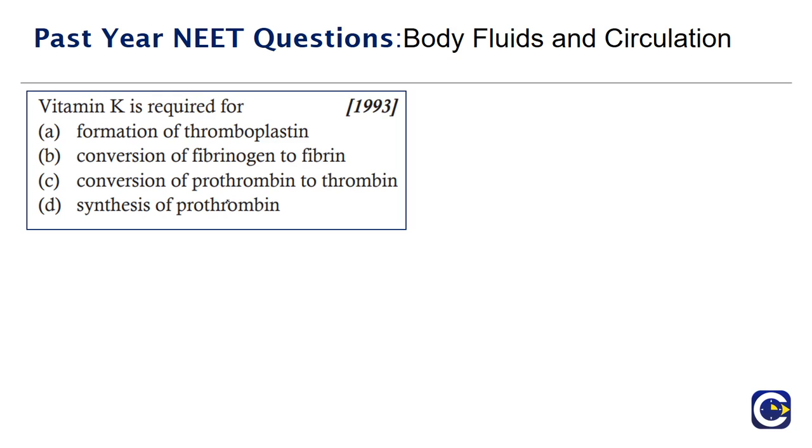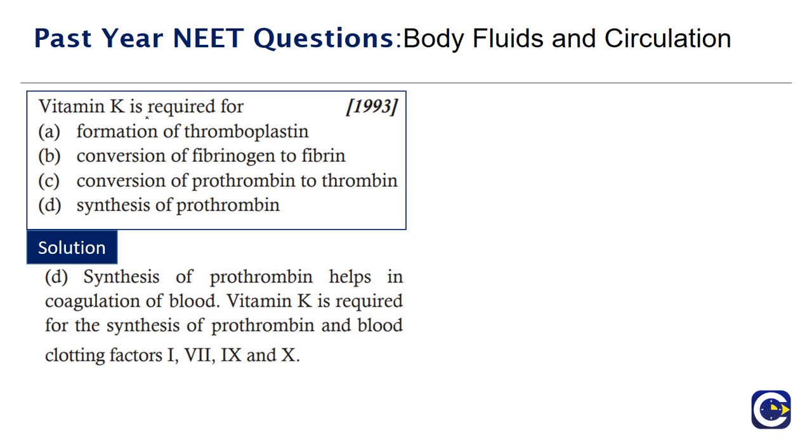Vitamin K is required for: the options given are the formation of thromboplastin, conversion of fibrinogen to fibrin, conversion of prothrombin to thrombin, synthesis of prothrombin. We know vitamin K is the anti-hemorrhagic factor. So why do we call this the anti-hemorrhagic factor? Let's look at the solution.